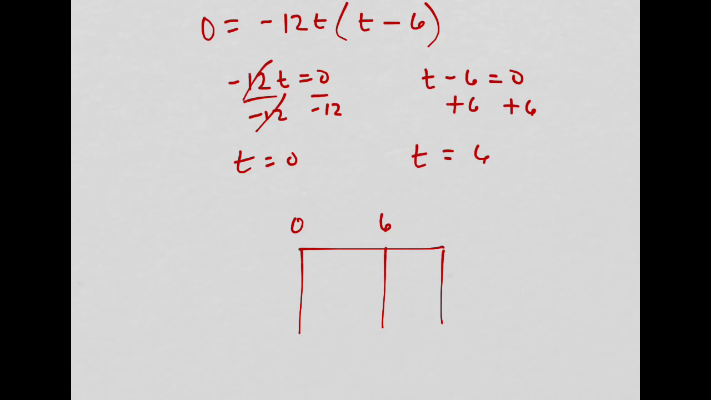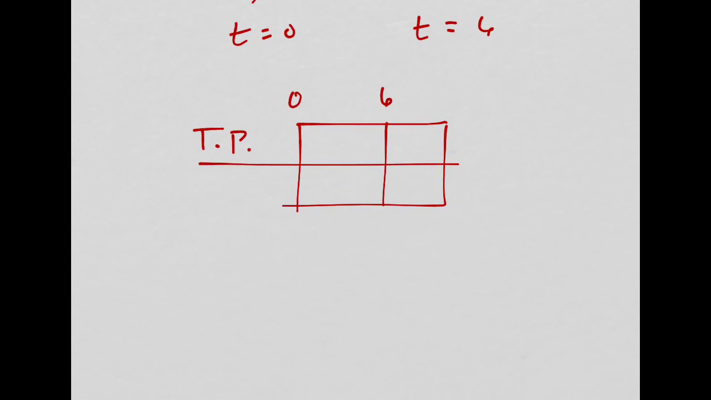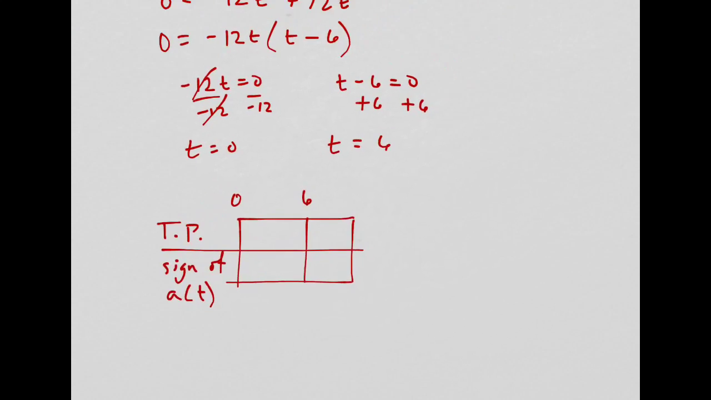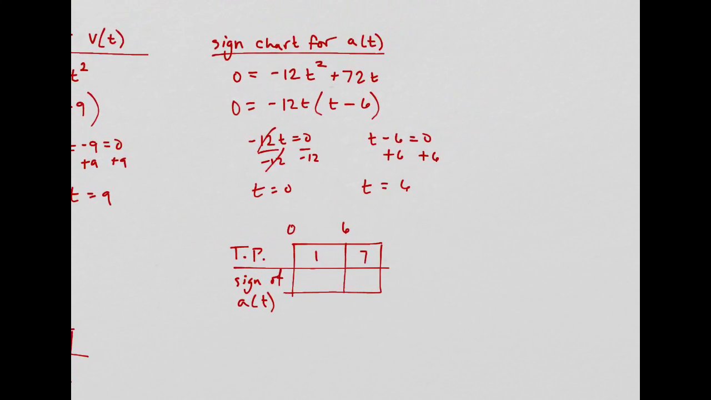And there we have it. So this will be my test points, my test values, and then the sign of a of t. So I'm plugging all my test points into a of t. I don't have to do anything below 0 because t can't be negative. So I'm just going to pick 1 and 7. And then I'll plug it in.